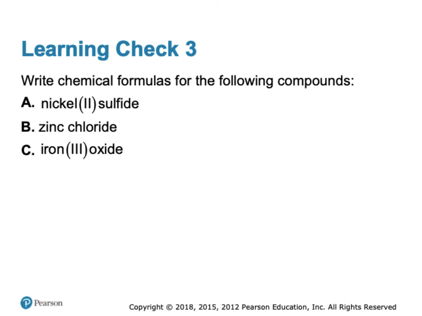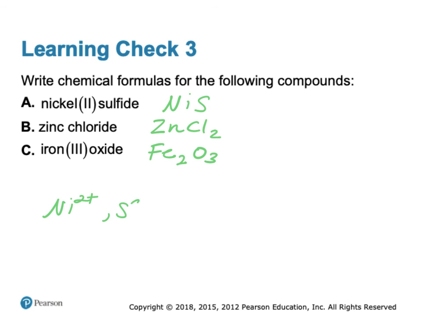So here's another learning check. You have the following names, and you need to write the appropriate chemical formula. Pause your video and please do so. It says nickel(II) sulfide, so that means that you have a 2+ nickel. We know that sulfide is always S2-. It's one of those that you need to memorize in group 6A. So we have NiS.